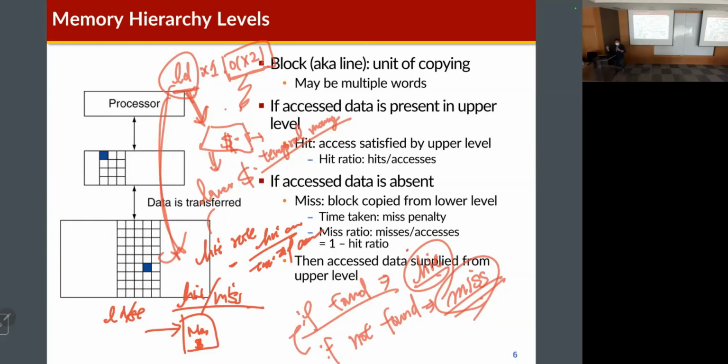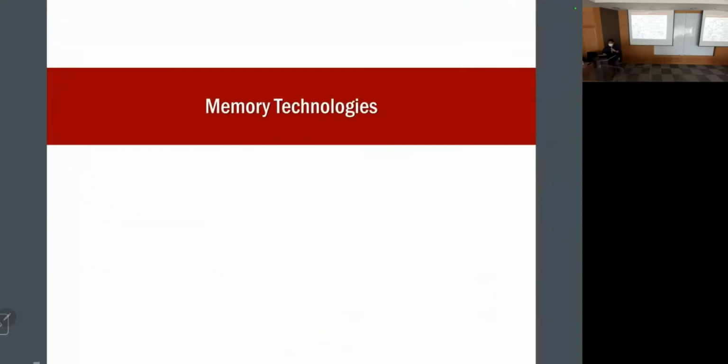For example, a processor accesses the cache 100 times, and the hit count is about 40, so the hit rate is around 0.4. It's 40%, which means that a processor can find the required data in this cache with 40% probability. Okay, so we learned about hit and miss in the hierarchy. And then I will briefly explain about the memory technology.